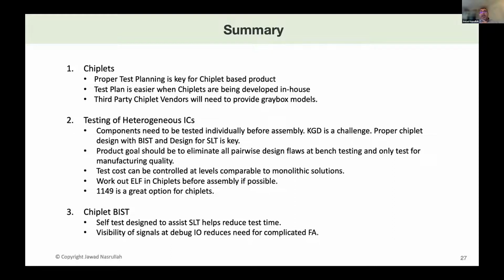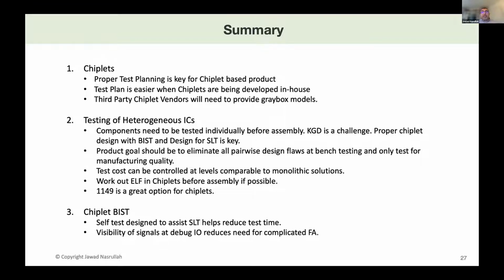So if I were to list item number one, that's item number one. The item number two is thermal, right? So maybe they're side by side. But without proper thinking about it at a very early stage by architects, it's difficult. And test planning is easier if chiplets are being developed in-house within one company. But when it goes to multi-company collaboration, then we need to work on these gray box models or something that is acceptable to all the partners business-wise.